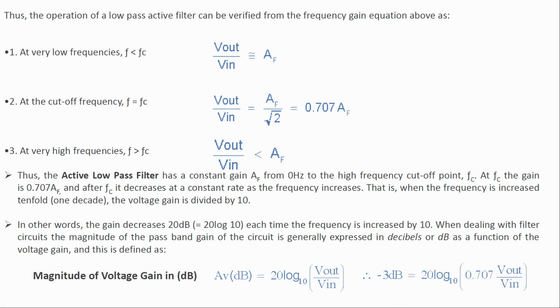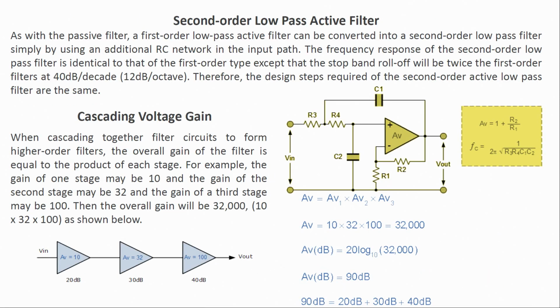And the magnitude of voltage gain here, if it is in dB, then 20 log10 Vout by Vin, that is minus 3 dB, equals 20 log10 of 0.707 Vout by Vin, right.